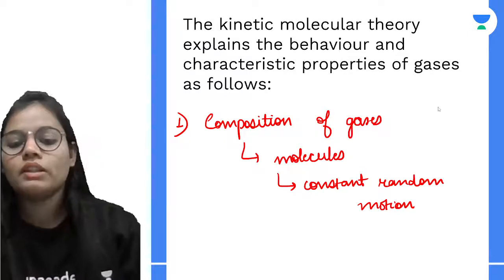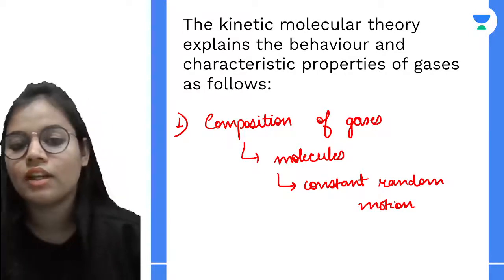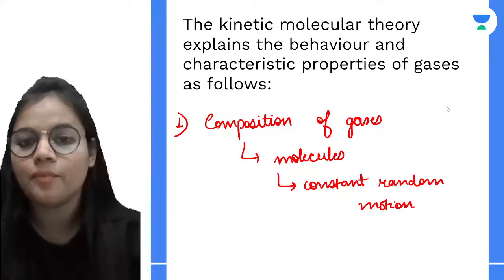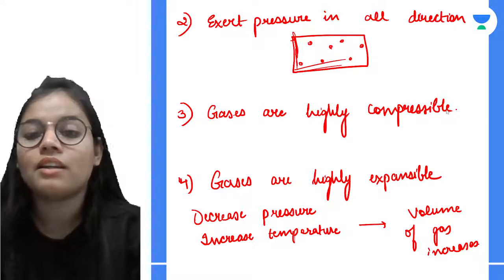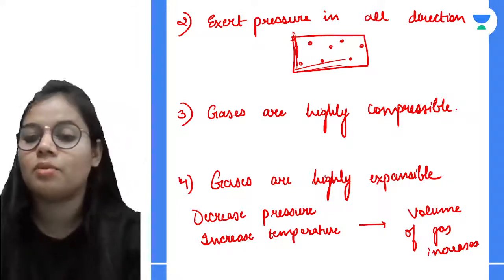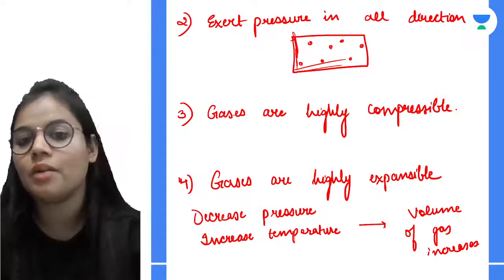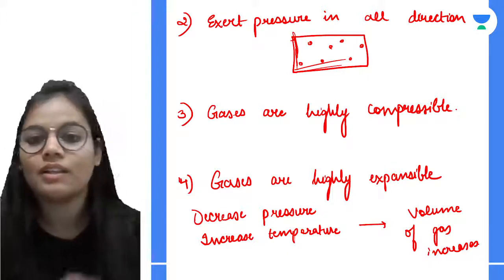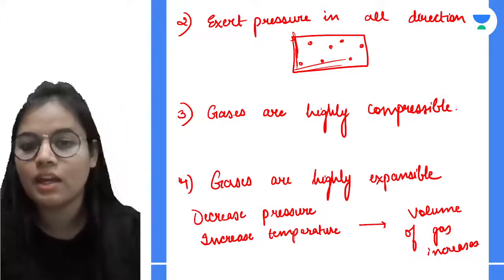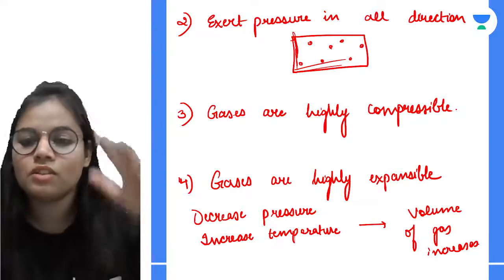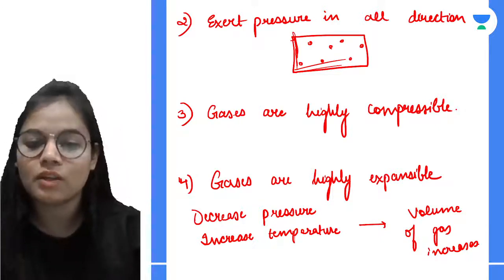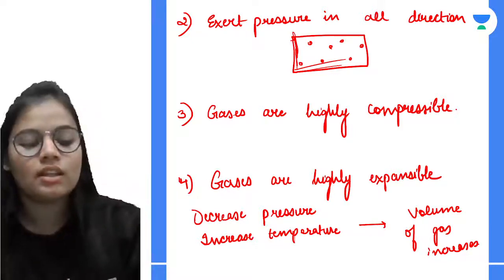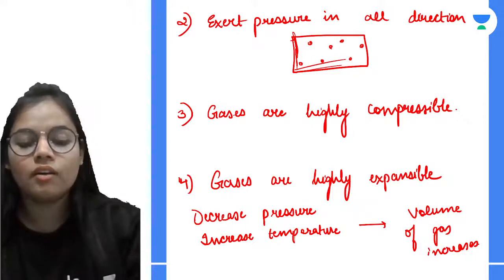Then we saw the composition of gases. Gases are composed of molecules which are in constant random motion. The particles exert pressure in all directions because they are in random motion, and because of this they collide with each other and with the walls of the container, and that is why they exert pressure in all directions. Gases are highly compressible, which means we can compress them, and they are also highly expansible. How? When we decrease pressure or increase temperature, the volume of gases increases, and that is how the volume can be expanded.